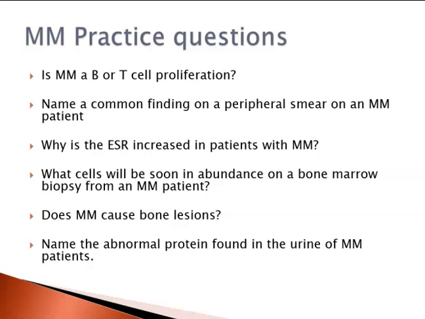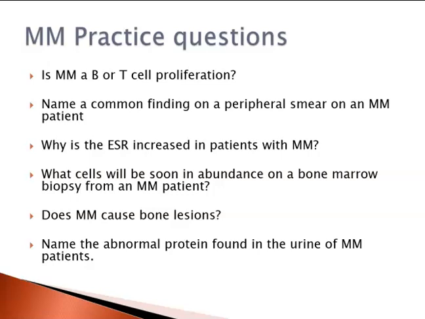Again, I would suggest pausing the video at this time before we go through these questions and answers in the video. First question, is multiple myeloma a B or T cell proliferation? The answer is it is a B cell proliferation. Question 2, name a common finding in a peripheral smear of a multiple myeloma patient. A inclusion would be the Russell bodies, and also you could see flame cells.